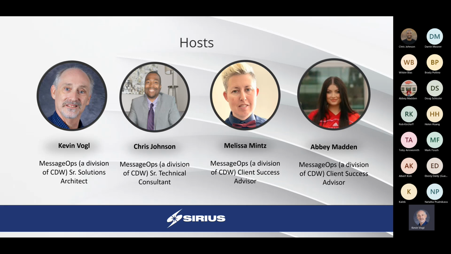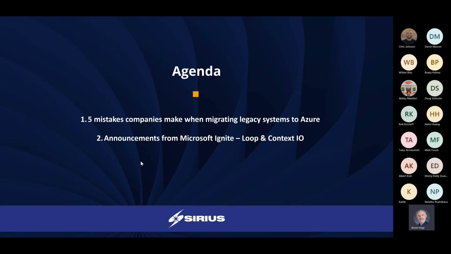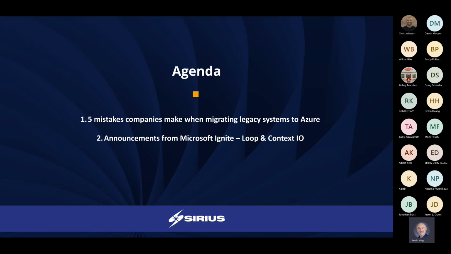All right, with that, we've got a couple topics for you today. Chris is going to be walking through 5 mistakes that companies make when moving or migrating legacy applications or systems into Azure. This is something Chris does on a daily basis for hundreds, if not thousands, of our clients already. Then I'm going to talk about a couple of announcements made at Ignite that are brand new and will add to your Microsoft 365 environment in January, when these things get released, which is Loop and Content.io.